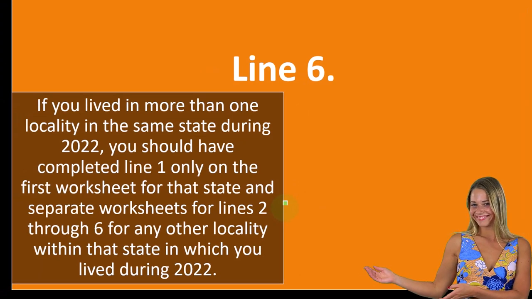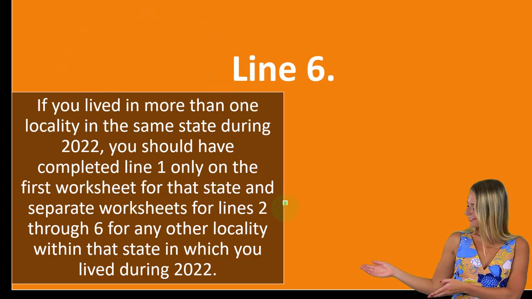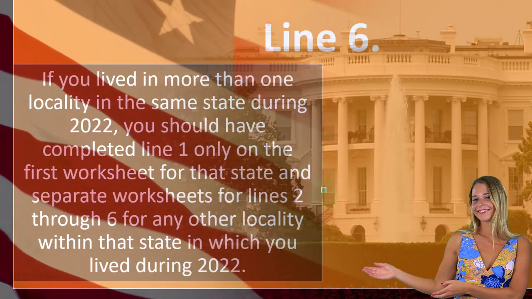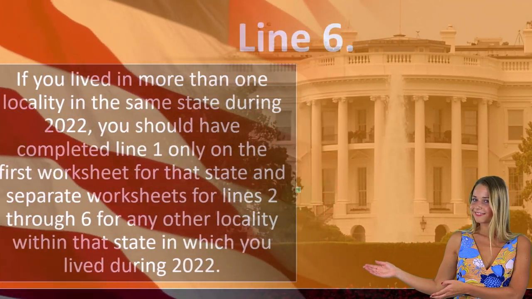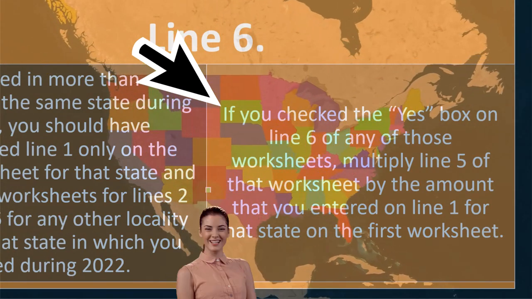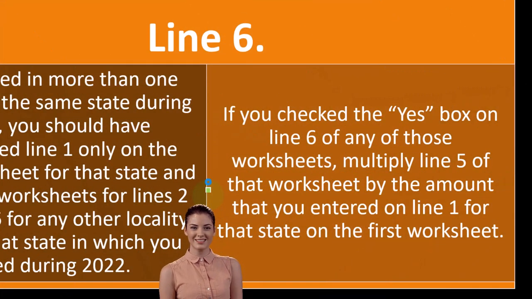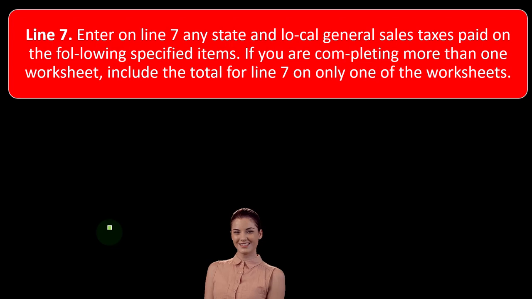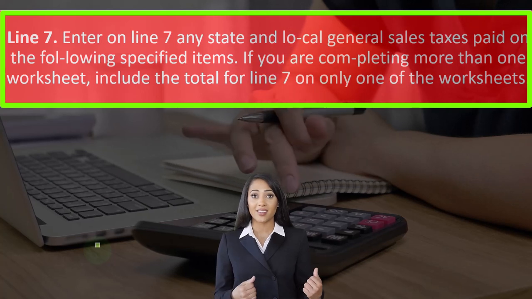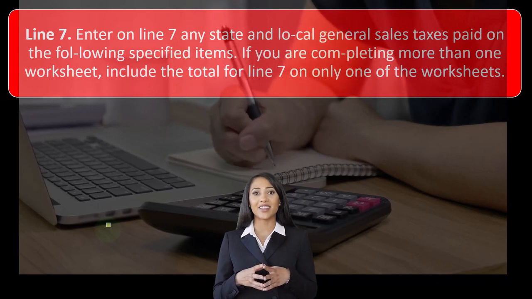Line 6. If you lived in more than one locality in the same state during 2022, you should have completed line 1 only on the first worksheet for that state and separate worksheets for lines 2 through 6 for any other locality within the state in which you lived during 2022. If you check the yes box on line 6 of any of those worksheets, multiply line 5 of the worksheet by the amount that you entered on line 1 for that state on the first worksheet. Line 7. Enter on line 7 any state and local general sales tax paid on the following specified items. If you are completing more than one worksheet, include the total for line 7 on only one of the worksheets.